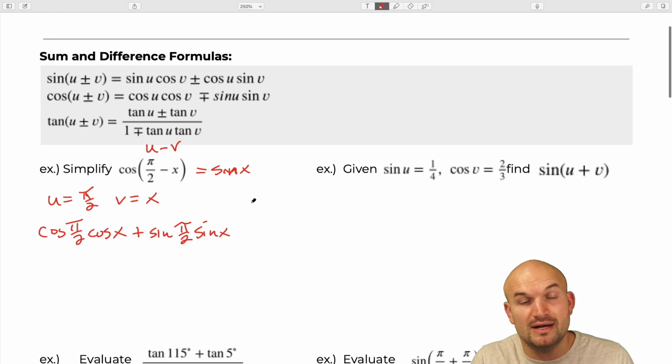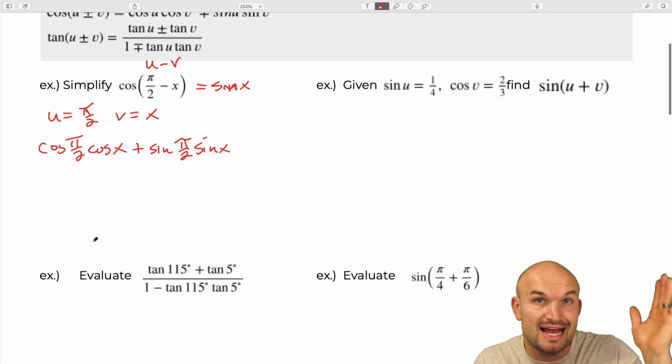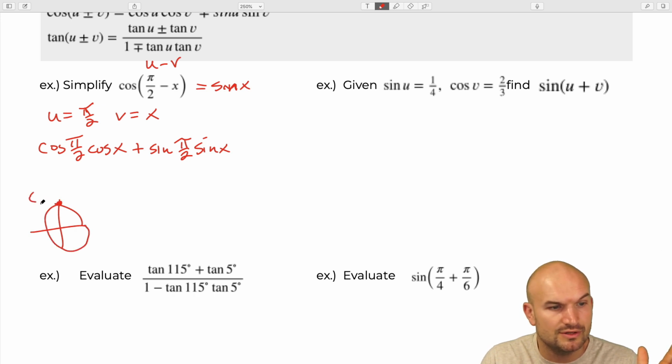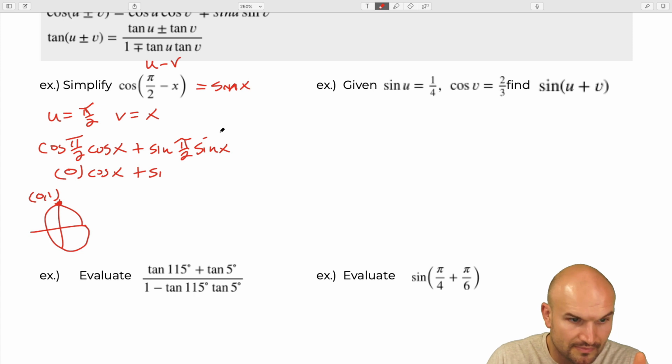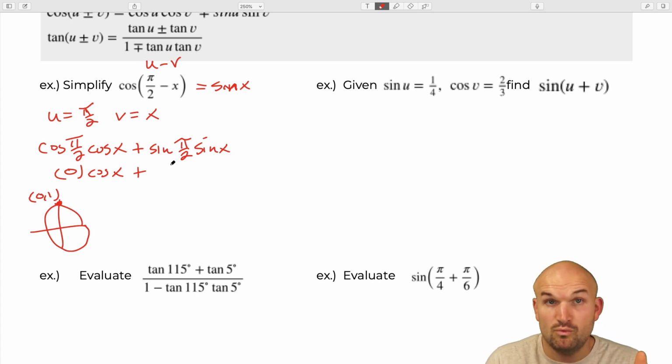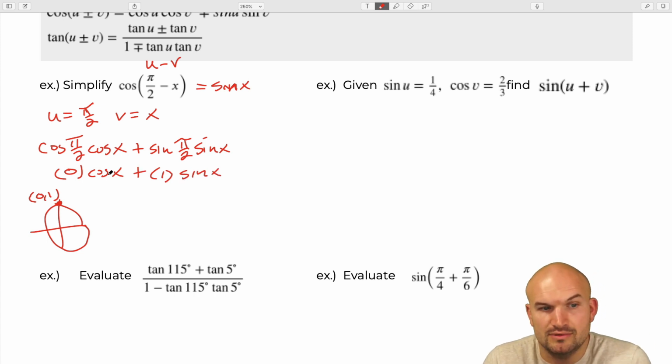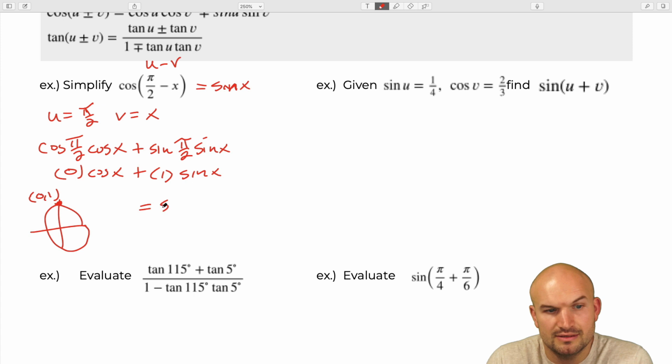Now if we think about the unit circle, at pi halves, that's right there. That coordinate point is 0, 1. So the cosine is going to be 0 times cosine of x, plus the sine of pi halves, which is 1, times the sine of x. Well, what does this equal? This is just going to equal, guys, the sine of x, which we already knew was the answer.